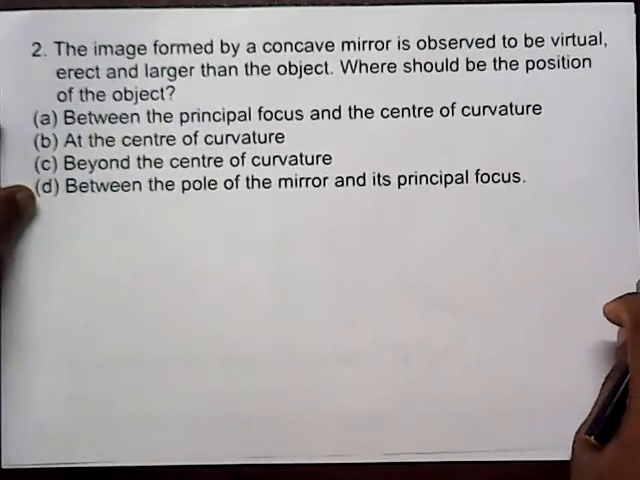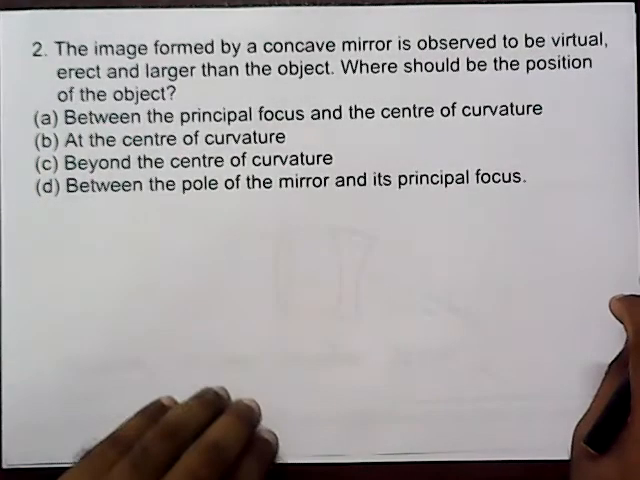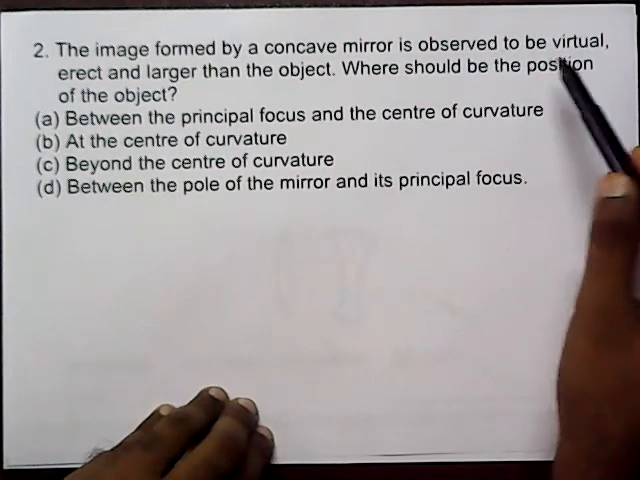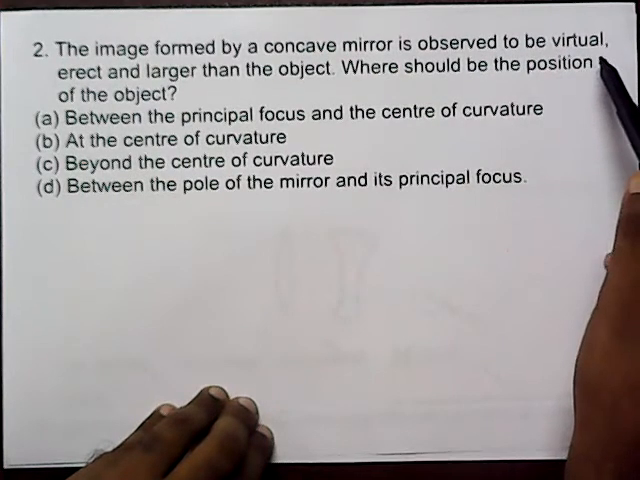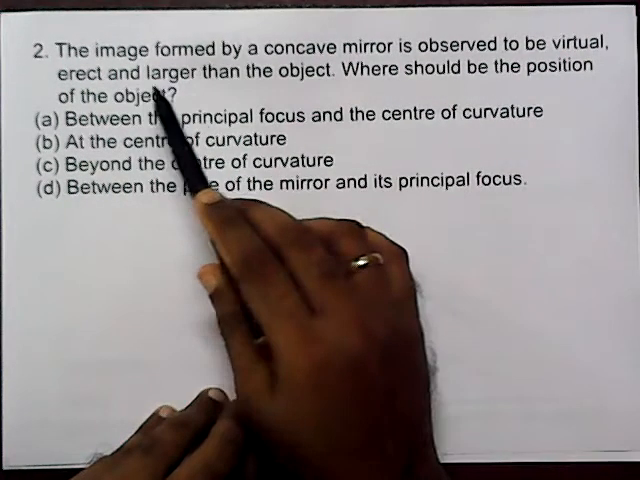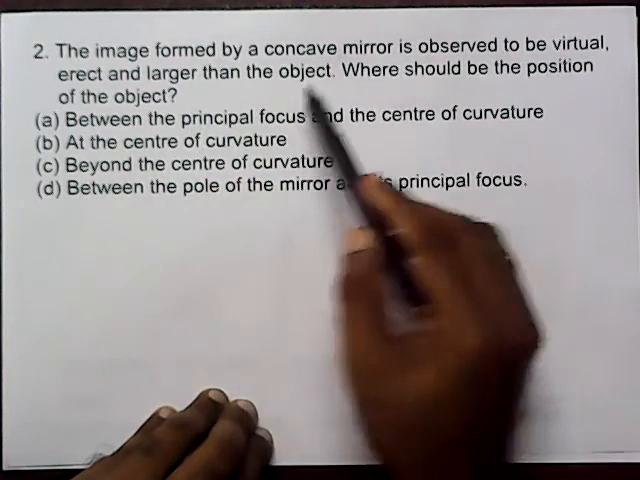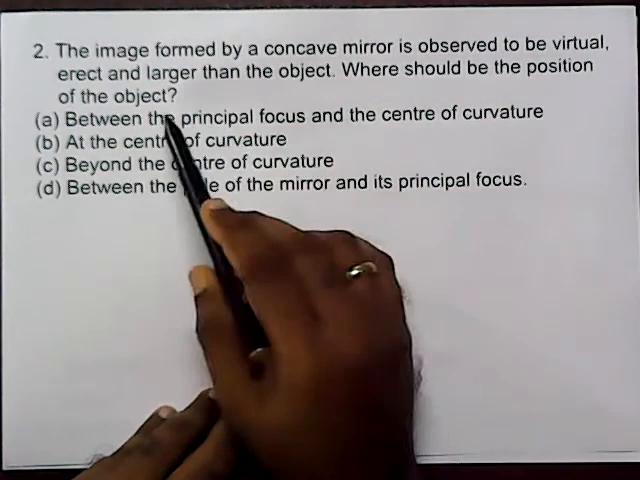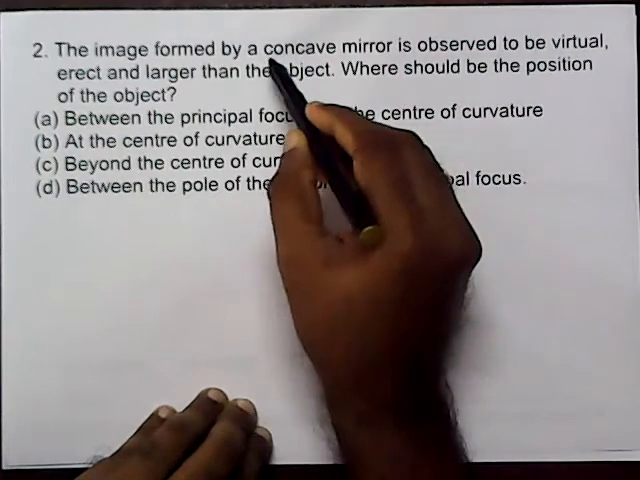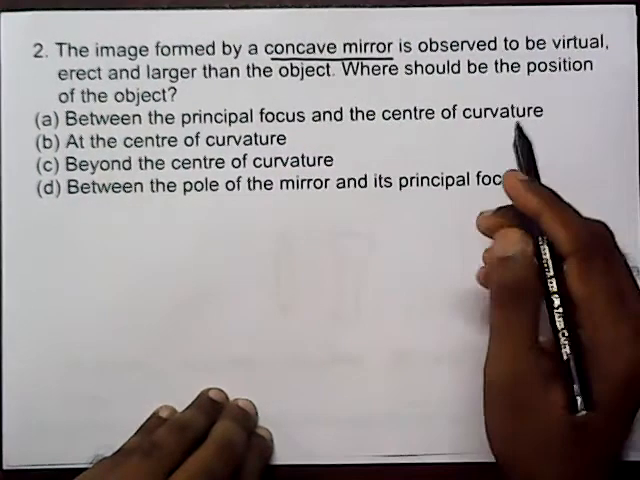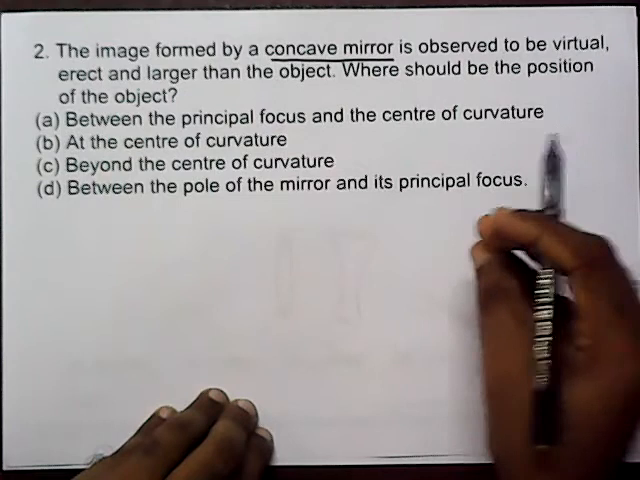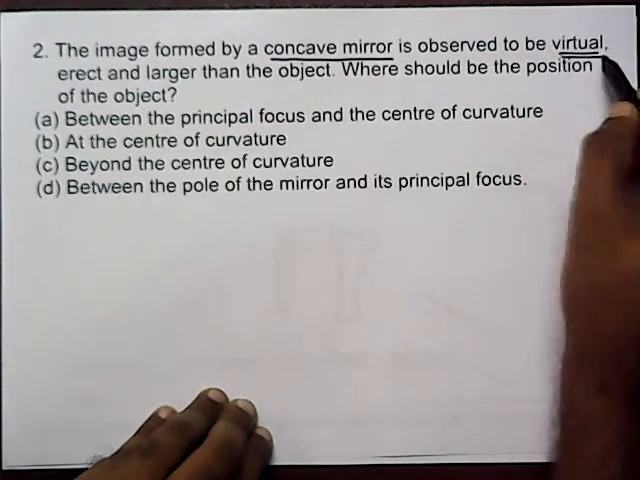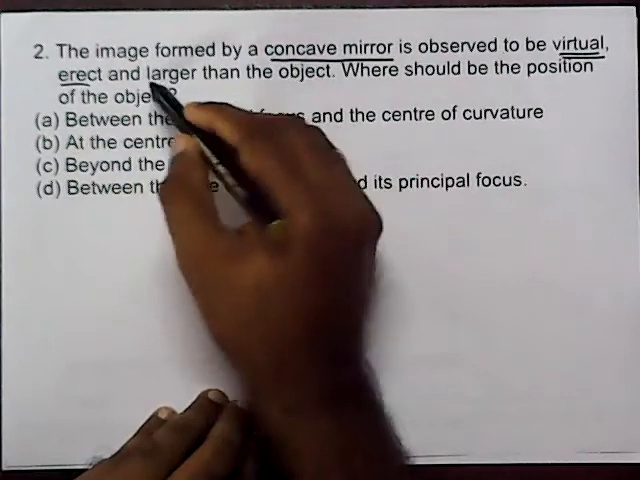Next question. The image formed by a concave mirror is observed to be virtual, erect, and larger than the object. Where should be the position of the object? And keep in mind for the concave mirror, you must go through every situation, and the image is supposed to be virtual, erect, and larger.